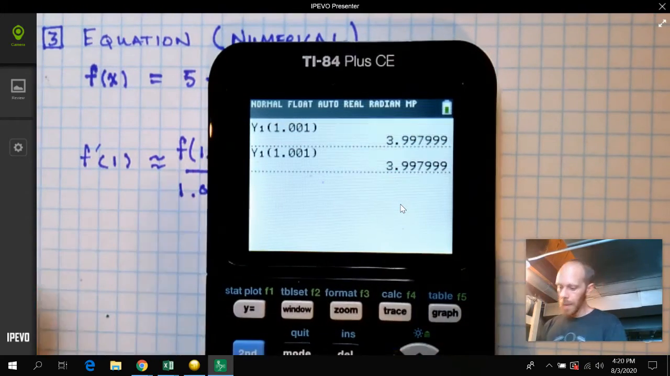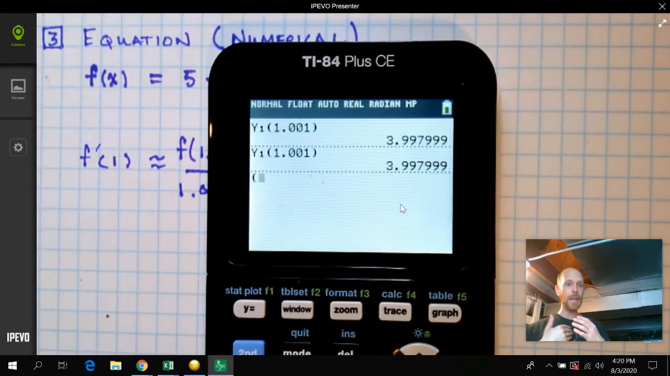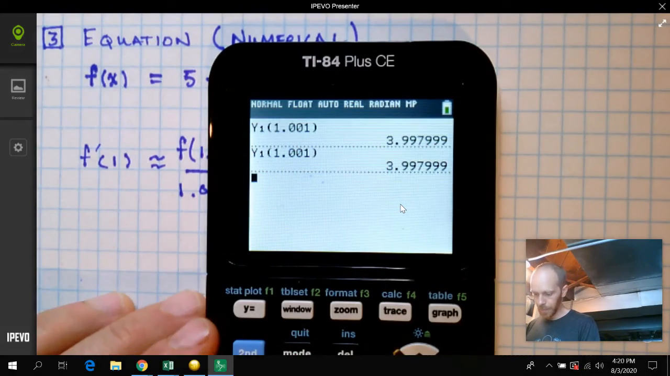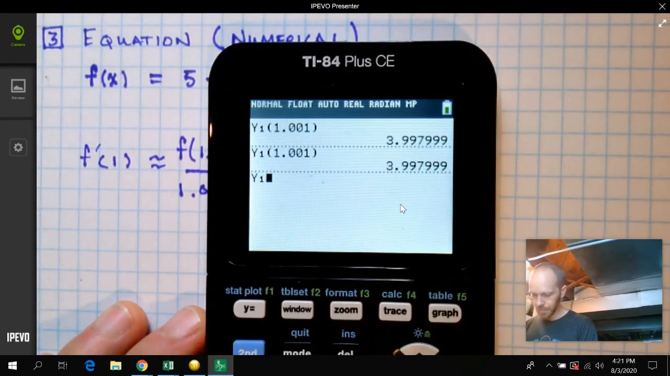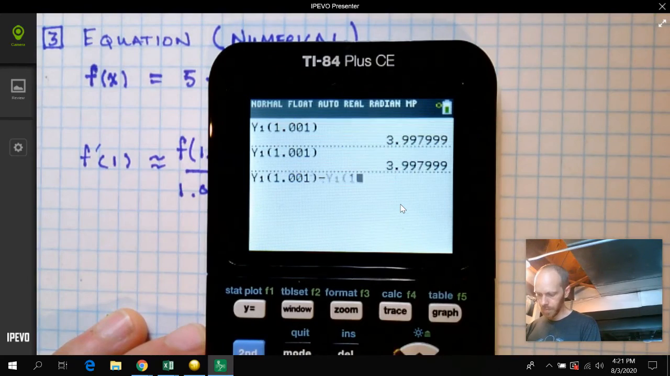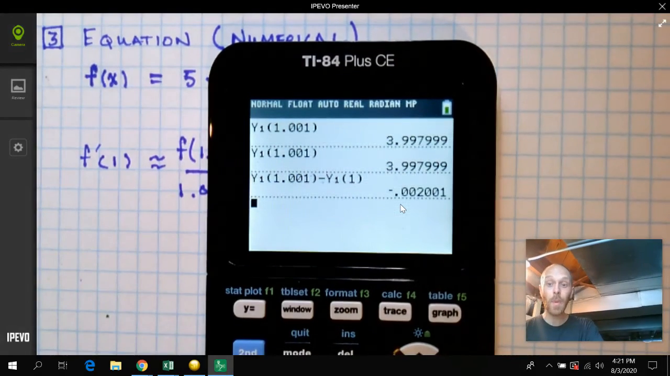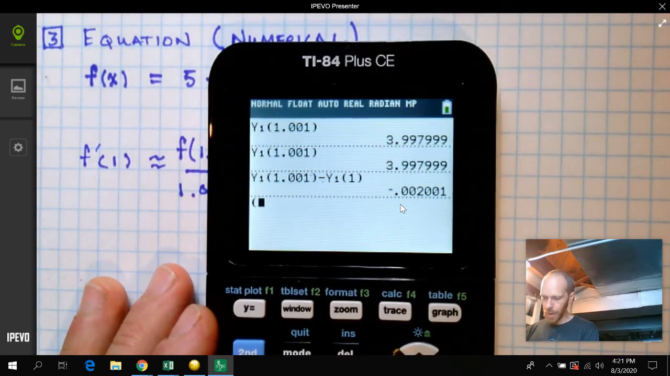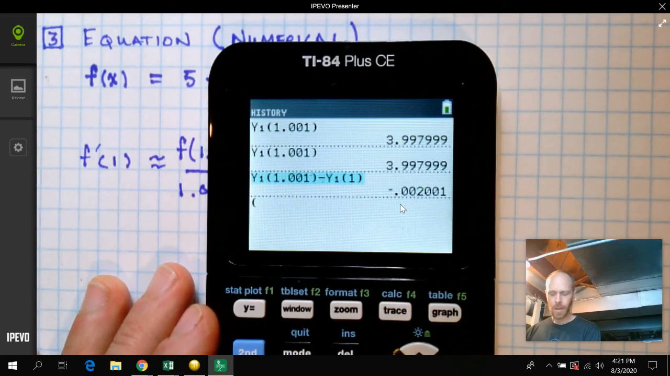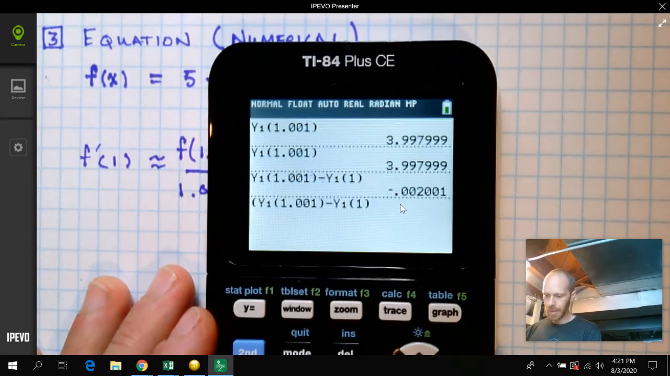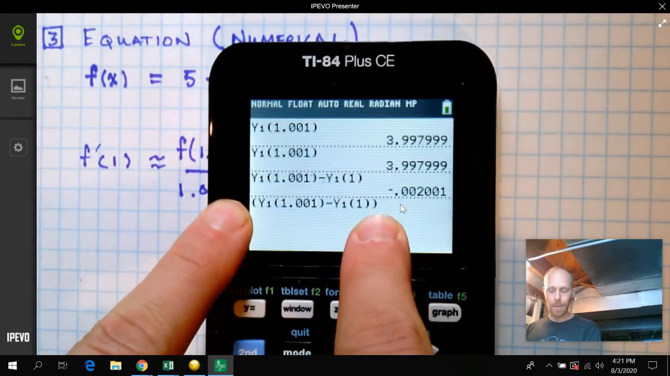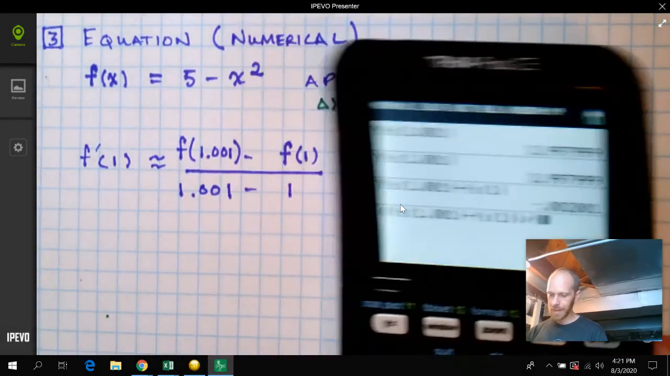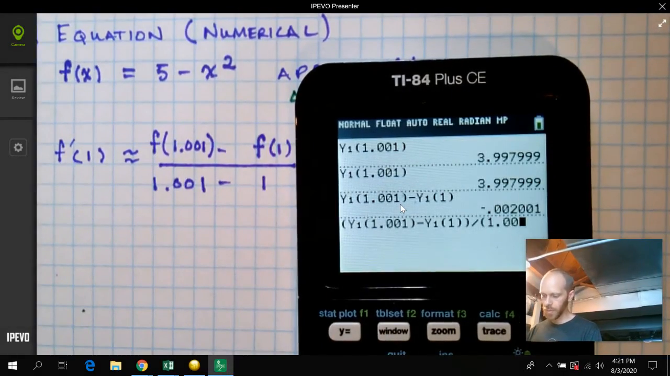Okay. Now, it might be helpful to do this. I'm going to type the entire numerator. So I'm going to go alpha trace minus alpha trace. So that tells me what the numerator is going to be, right? Okay, so that's pretty useful. I might even go so far as to do this. I might go parenthesis and then come back up here. So the cursor's up here, and then hit enter. And then parenthesis again, so that I've trapped the entire numerator, and now I can divide it by the denominator, which is 1.001 minus 1.